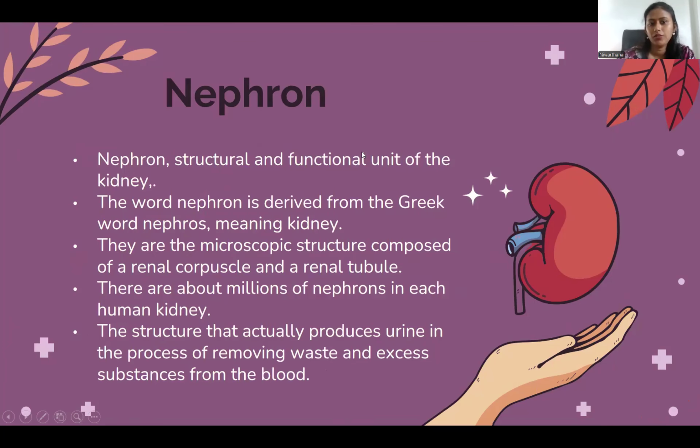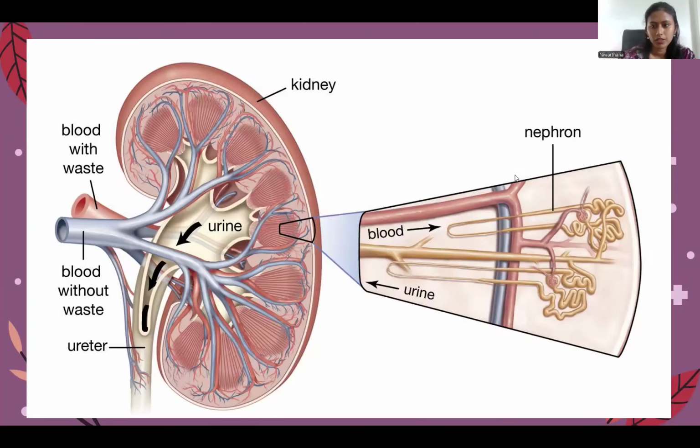So, as we talked previously, the nephron is the structural and functional unit of the kidney. The word nephron is derived from the Greek word nephros, which basically means the kidney. The nephron is a microscopic structure, composed of the renal corpuscle and the renal tubule. There are millions of nephrons in each human kidney, and these microscopic units together form the macroscopic kidney.